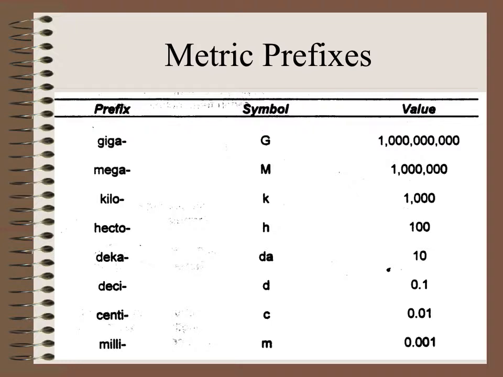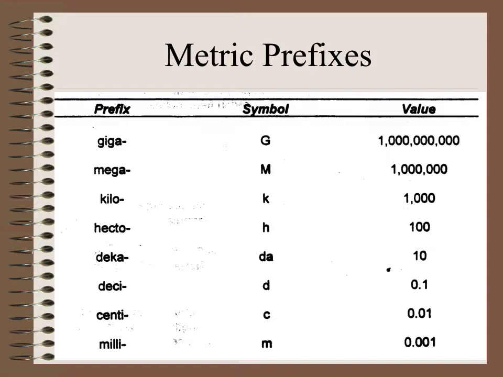Now remember that these are prefixes, so these are always going to occur before some other base unit. For example, you could have a milligram or a kilogram, both of which are above our base unit of a gram. Or you can have a centimeter, centi, which is before our base unit of a meter.